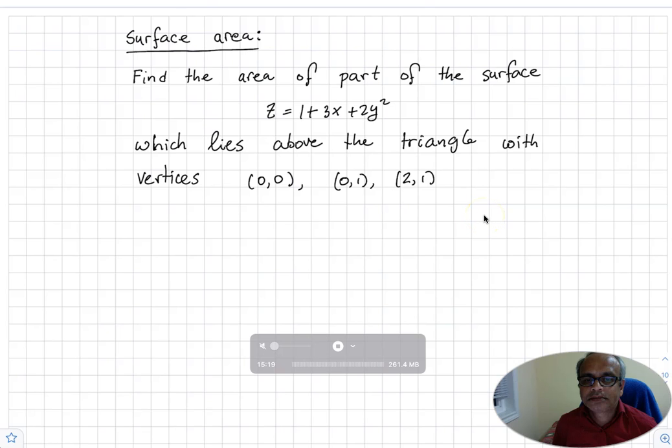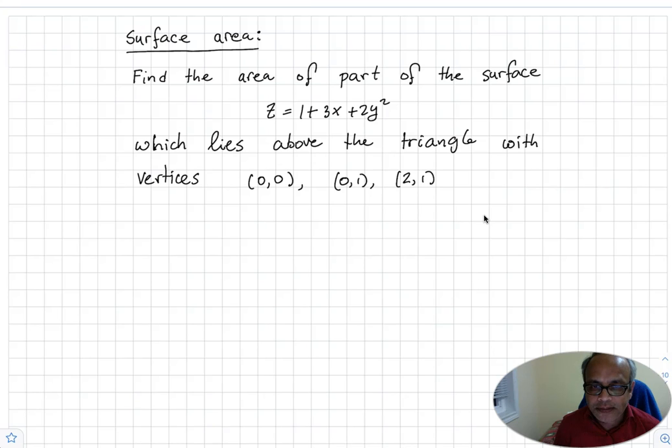Welcome back. In this lecture, I am going to discuss surface area. It is relatively straightforward to calculate. Basically, I'm going to show you how we calculate the area of a part of the surface. The surface could be infinite, so we have to look for a portion, a finite domain, of the surface.